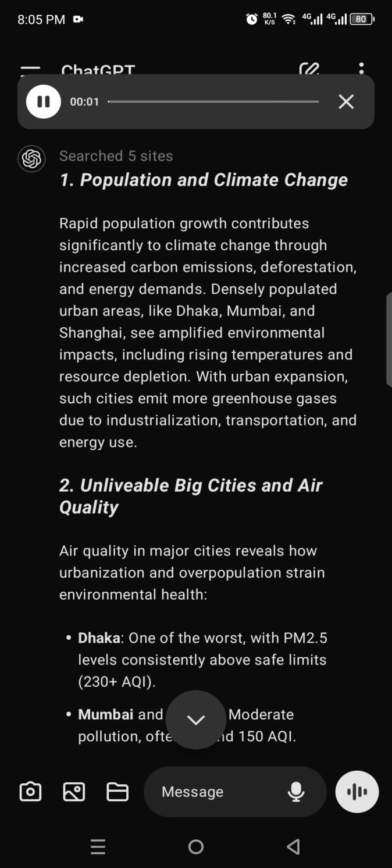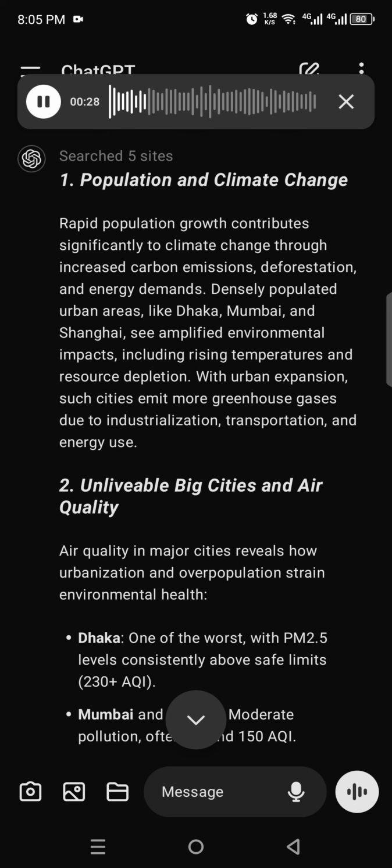1. Population and climate change. Rapid population growth contributes significantly to climate change through increased carbon emissions, deforestation, and energy demands. Densely populated urban areas like Dhaka, Mumbai, and Shanghai see amplified environmental impacts, including rising temperatures and resource depletion. With urban expansion, such cities emit more greenhouse gases due to industrialization, transportation, and energy use.